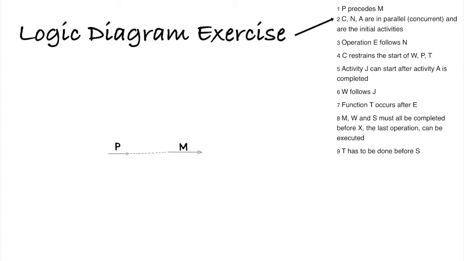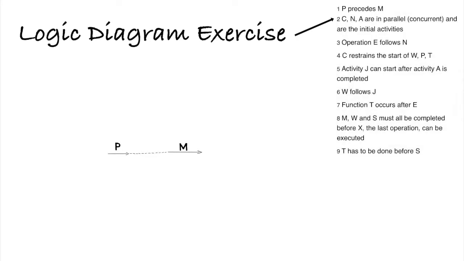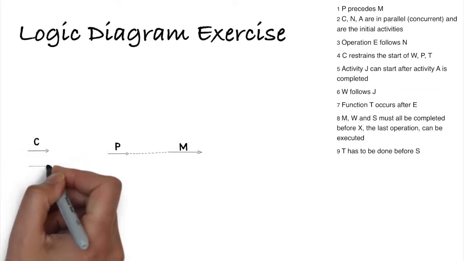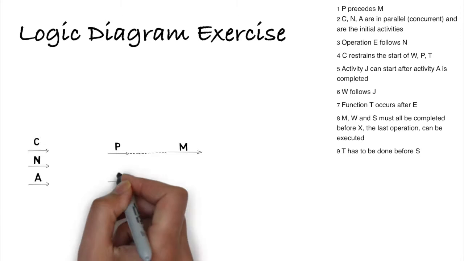Number 2. This is important because it says these 3 steps, C, N, and A, are initial activities. So they're going to start before all other steps. That's great. So we now know that these are the starting operations in our chart. Number 3, E follows N. That's easy enough. Let's go ahead and do that.